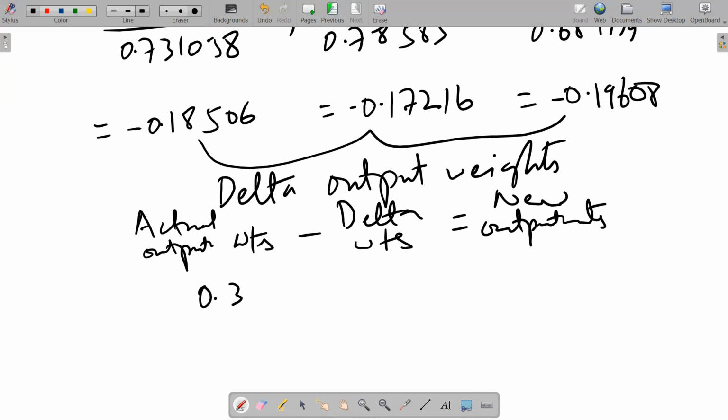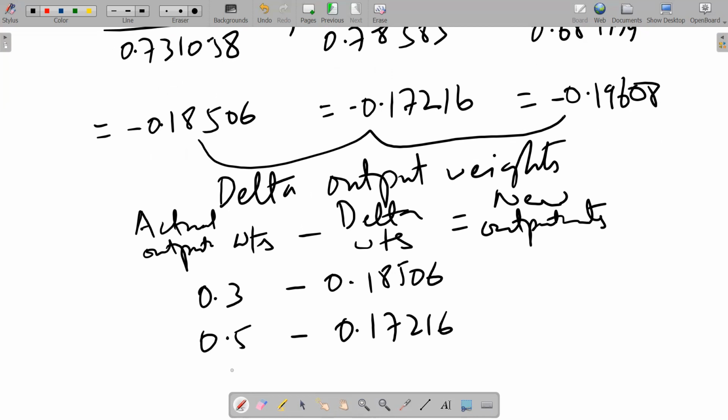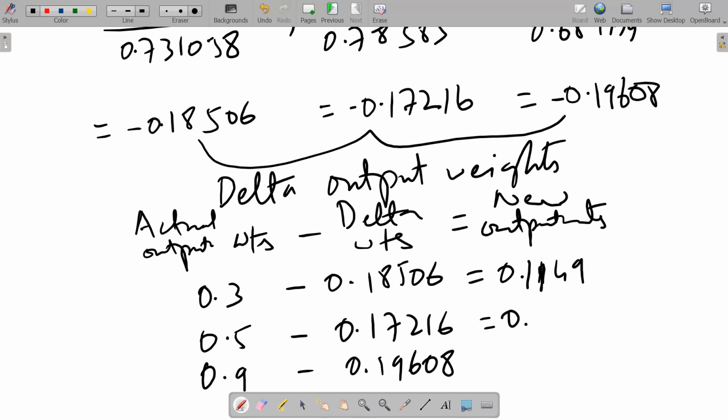So actually 0.3 minus 0.18506, 0.5 minus 0.17216, 0.9 minus 0.1960. This will give you 0.1149. This will give you 0.3278. This will give you 0.703911.